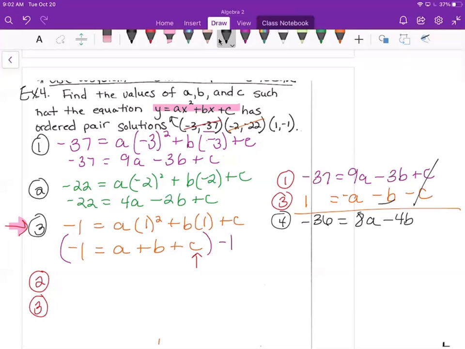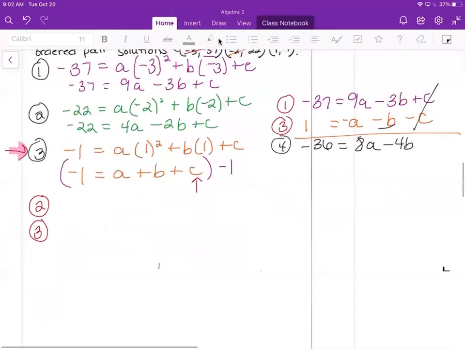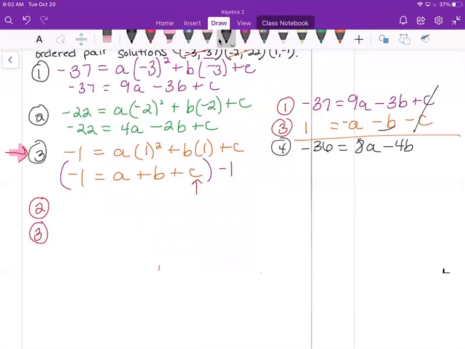All right, for the next set of eliminations, we are going to go ahead and use equations 2 and 3. Equation 2, we're going to leave as it is. It's -22 equals 4a minus 2b plus c. Equation 3, we said we have to multiply it by -1 to make it the opposite. So I'm going to use this one right here where I multiplied by -1. When we multiplied by -1, a negative times a negative is a +1. And then all of our variables, remember, became negative.